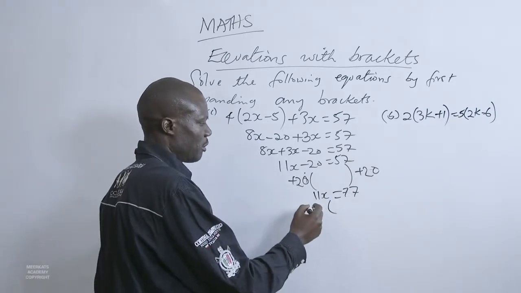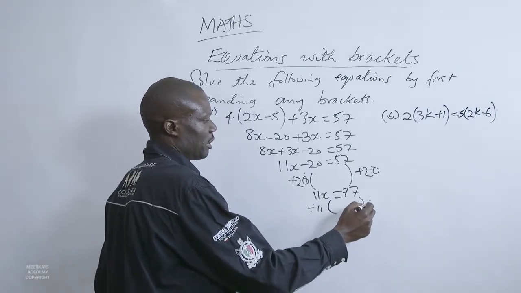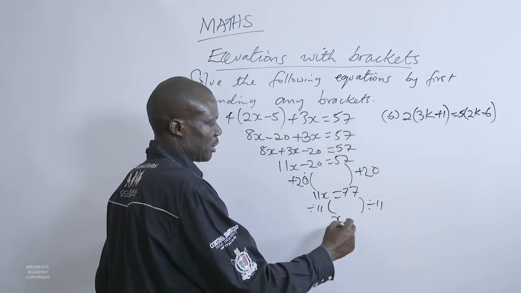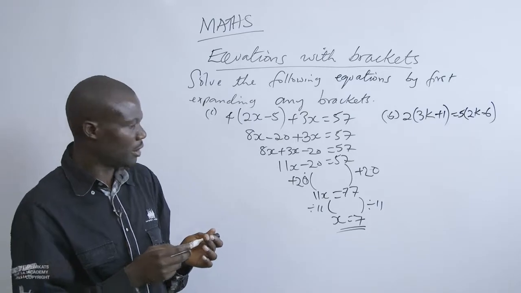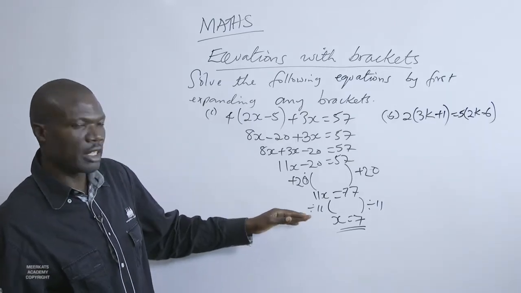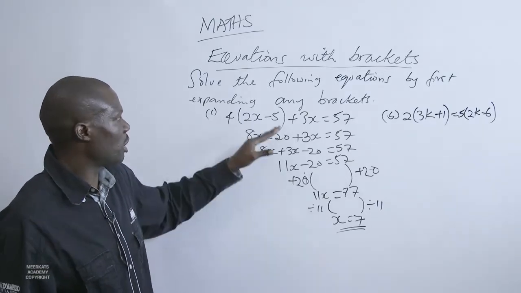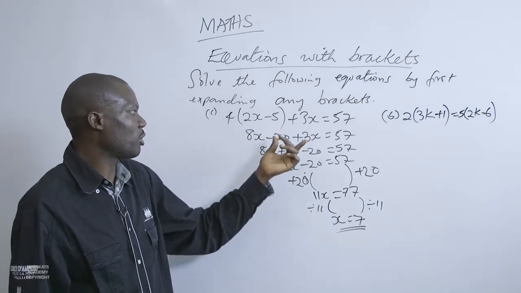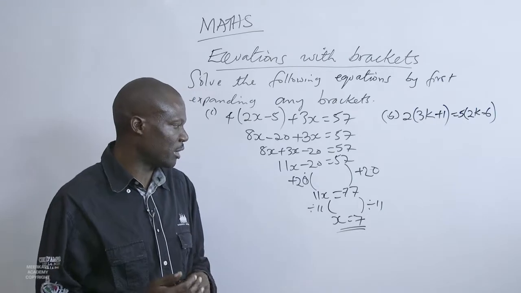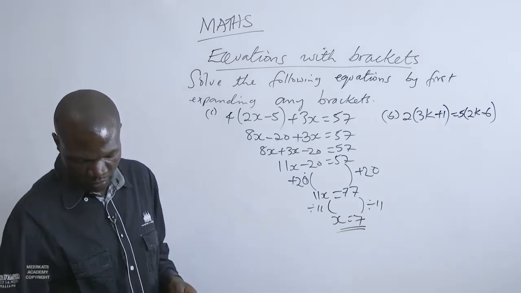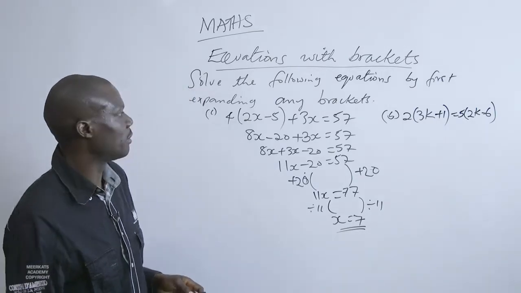At this level, we divide by 11. Divide by 11, you find that x is equal to 7. So the value of x has been found to be 7. We have solved this equation. We expanded, we collected like terms, and we systematically arrived at the answer x is equal to 7.